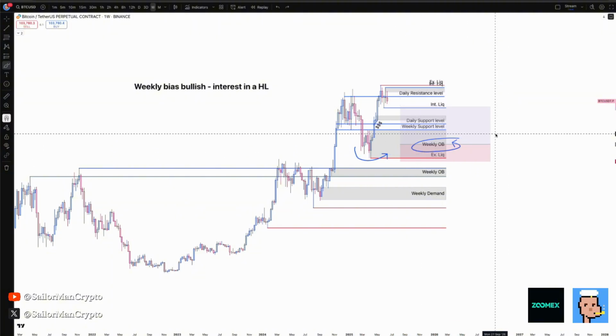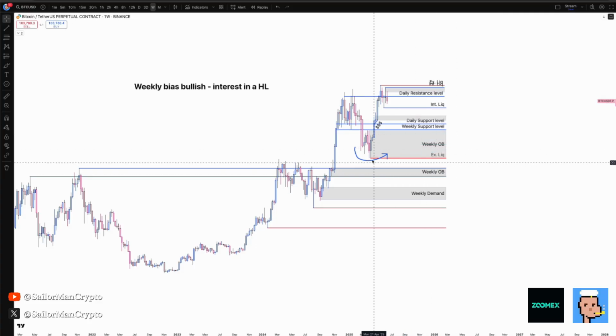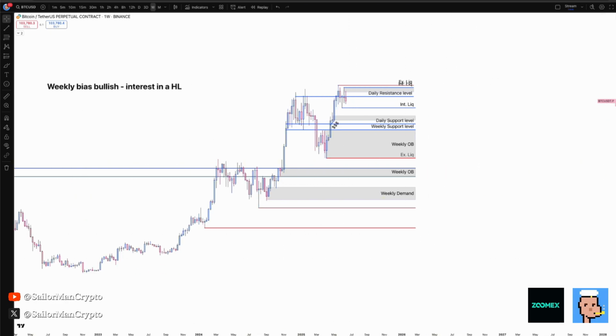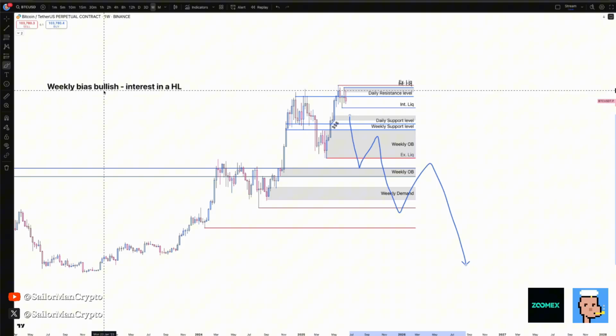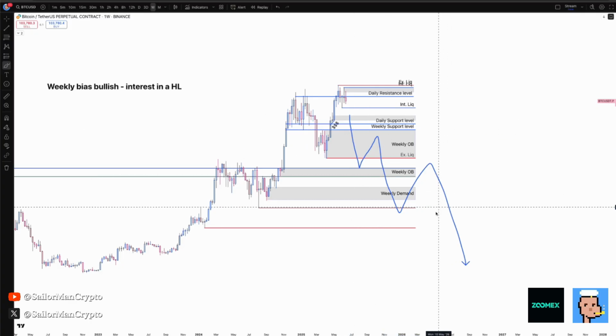So we know that there is a weekly support level because we mapped it. We know there is a weekly order block. And so already these two, the weekly support level and the weekly order block, are becoming interesting. We know also that there is an external liquidity, but what will happen if this external liquidity is taken? Potentially the weekly structure would be broken and would endanger our weekly bias that is bullish, because the weekly bullish bias would be invalidated by a break of this structure.